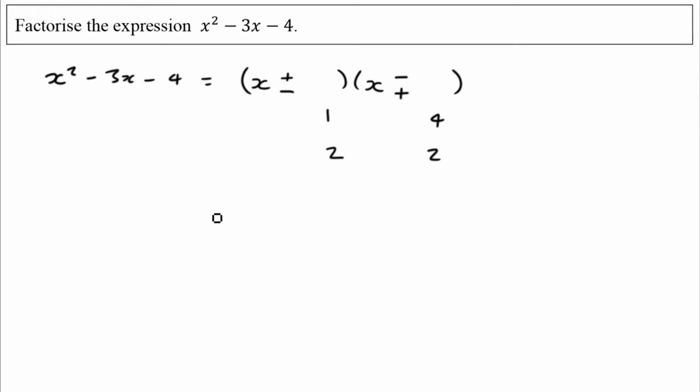Now we have very few possibilities, so it usually is the best thing just to consider them and see what will work, and it doesn't take an awful lot of thought to realize that we must have a negative 4 and a plus 1, because x times x gives us the x squared. Negative 4 times x will have negative 4x's, but then we'll have x times 1, a positive x, giving us negative 3x's altogether, and negative 4 times 1, giving us the negative 4.